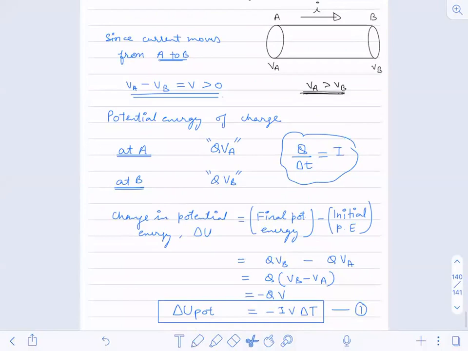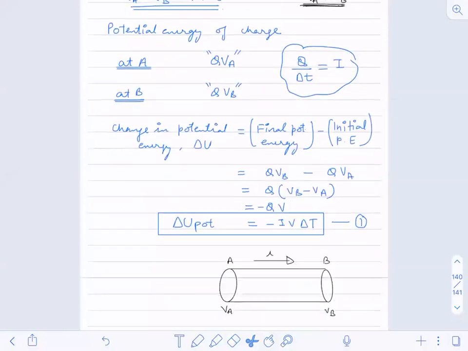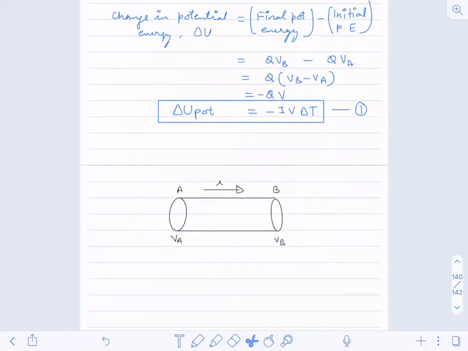If you have a conductor like this, and charges are moving in this direction, the electrons will move in the opposite direction, and positive charges will move along the direction of the current. Now on this side the electric field will be in this direction, and a positive charge will move in this direction. So it will have a greater force in this direction, and a higher velocity in the direction of the current.